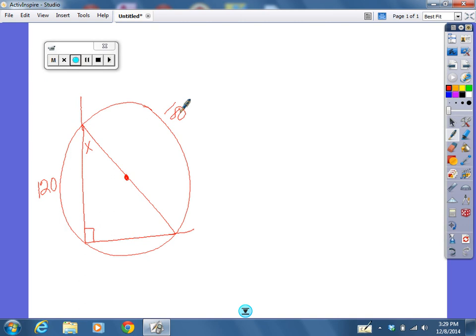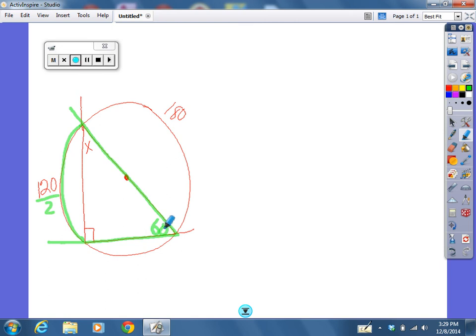All right? The next thing you need to do is make sure you're using all the information that they gave you. So they gave you that 120. Well, that 120 is actually an inscribed angle that intercepts this arc. So if I'm going from 120 down to a smaller area, all I have to do is divide it in half, and I get 60.